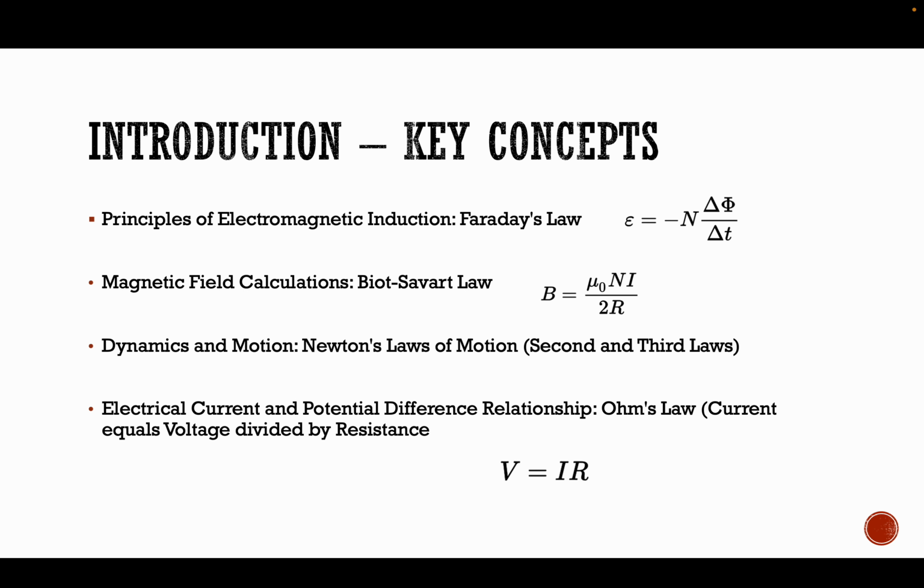For this lab, there were not too many key concepts. We have the principle of electromagnetic induction, which is Faraday's law: the change in magnetic flux over time times the number of loops. We also have the magnetic field calculations with the Biot-Savart law for a magnetic loop. Also the dynamics and motion with Newton's second and third laws. And we also have the electrical current and potential difference relationship, aka Ohm's law, where the current equals the voltage divided by resistance.